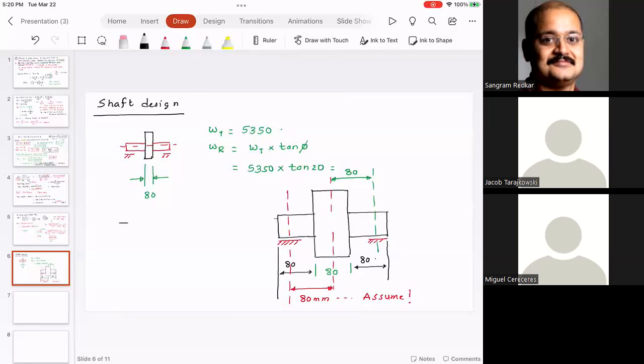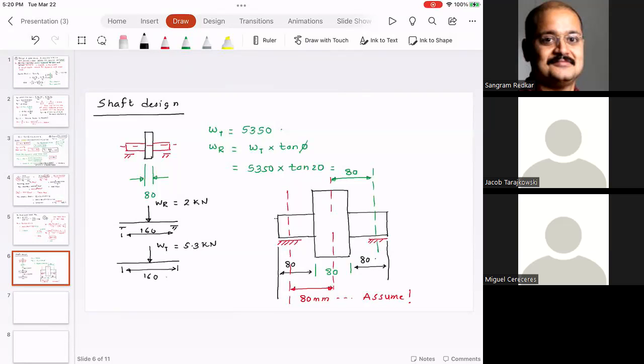So if you were to draw the free body diagram, this is going to look as the front view. This is going to look as the top view. This is going to be WR. This is going to be WT. Can somebody tell me what is the value of WR? Yeah, 2 kilonewtons. WT is 5.3 kilonewtons. This distance is 160. This distance again is 160.